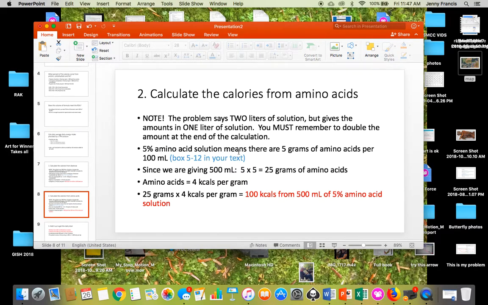All right, so amino acids, same thing. A 5% amino acid solution means there are 5 grams of amino acids per 100 milliliters. Since you're giving 5 times that much, 500 milliliters, multiply times 5. That's 25 grams of amino acids. Amino acids are just straightforward, just like you're used to. It's a protein, so 4 calories per gram. So 25 grams of amino acids times 4 calories per gram is 100 calories of amino acids from that 500 milliliter solution.